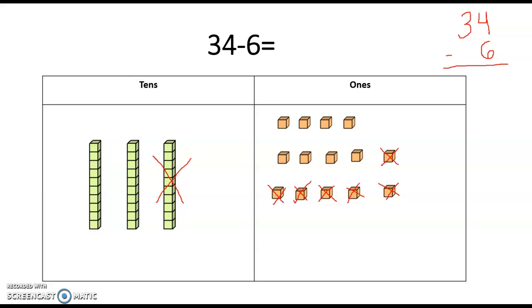All I need to do now is see what I have left. So I've got 1, 2, 2 tens, and 1, 2, 3, 4, 5, 6, 7, 8 ones. So my answer is 28.